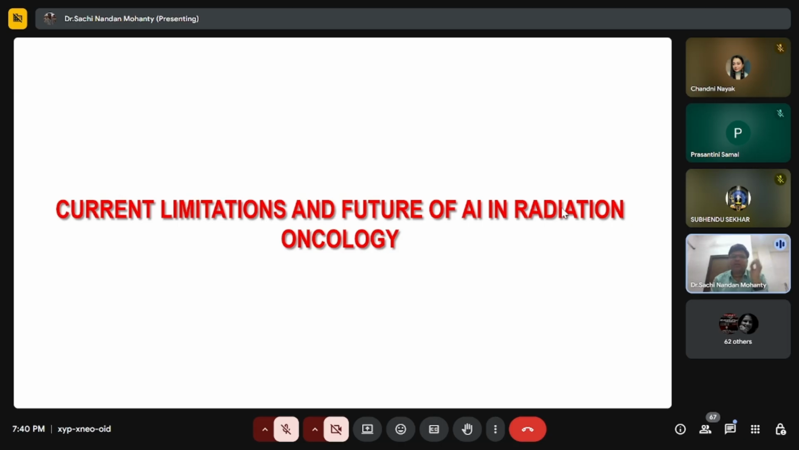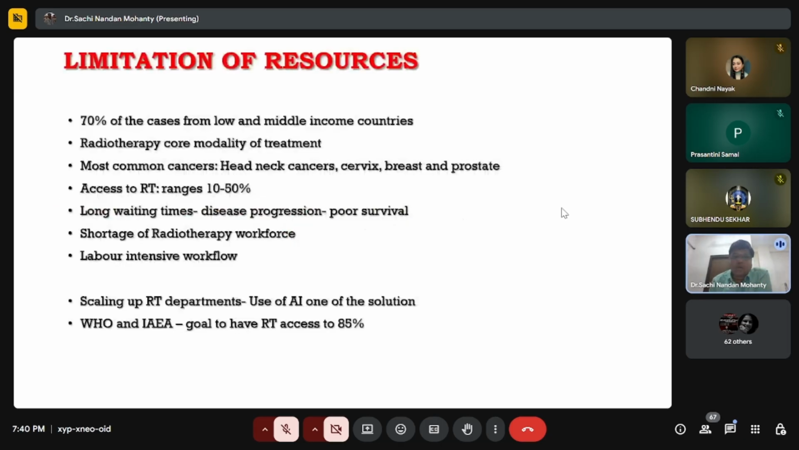Then, current limitations and futures in AI radiation oncology. So he's saying that 70% of cases are in low and middle income countries. So people are not financially sound enough to go for any high quality treatment and go for long times, so the disease prognosis is poor, with poor survival and a shortage of radiotherapy workforces. Then counseling is required, and awareness is required nowadays for all people.